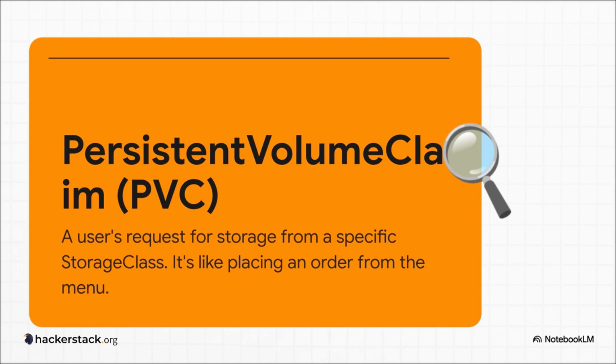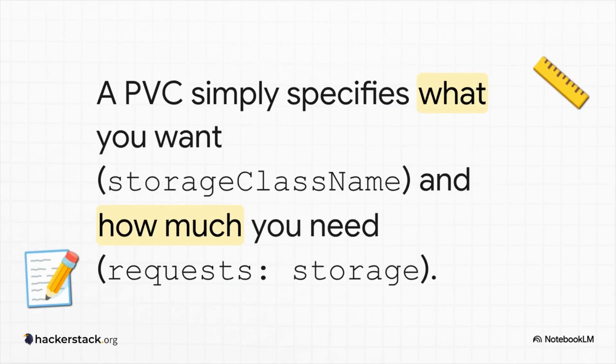Okay, next step, placing the order. This is where a developer creates what's called a persistent volume claim, or a PVC. This is just them looking at the menu, at the storage class, and saying, yep, I'll have that one. Give me 3 GB of the NFS option, please. They don't need to know how it's made, they just need to know what they want. And that's what makes this so incredibly simple for the user.